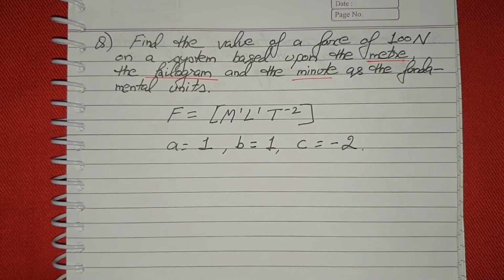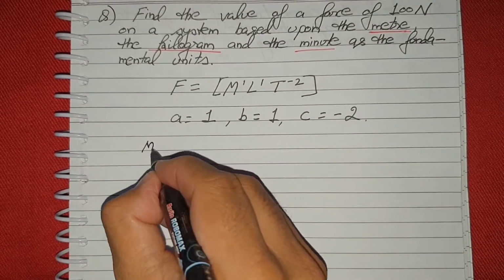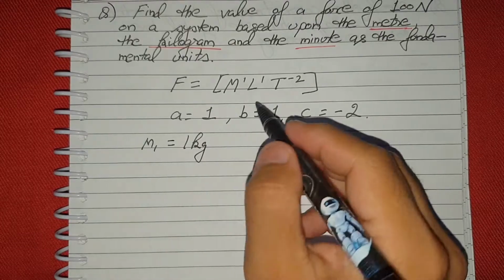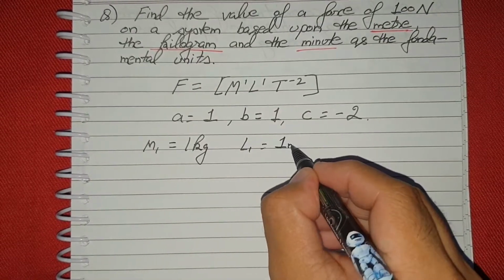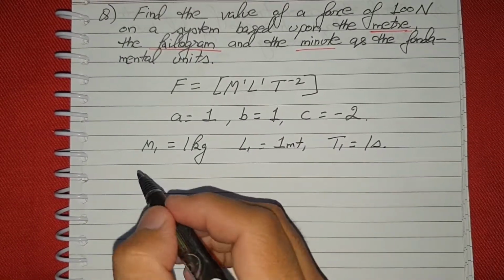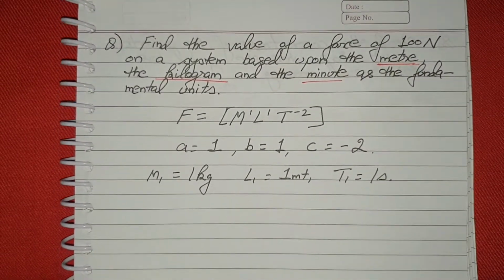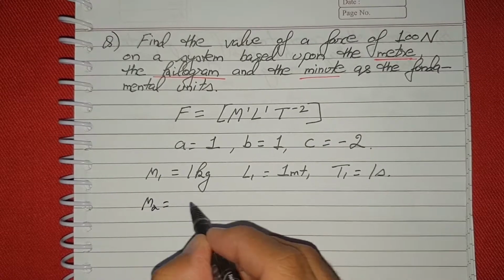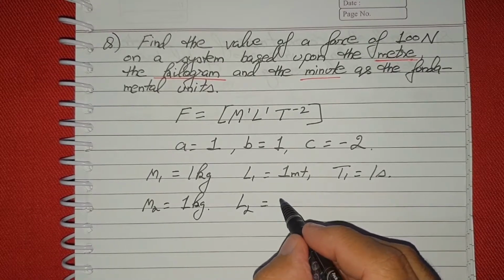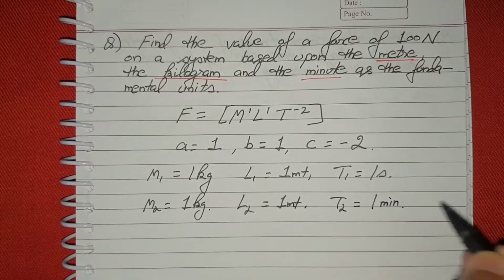Now for MKS system to new system. Now see what is M1. M1 is 1 kg. Now 1 represents that MKS system. L1 is 1 meter. T1 is 1 second. Now the new system is meter, kilogram, minute. So M2 will be in kg only, 1 kg. L2 will be meter only, 1 meter. And T2 is 1 minute.